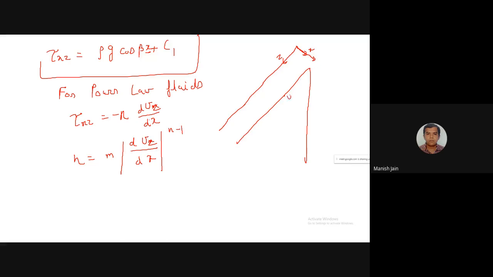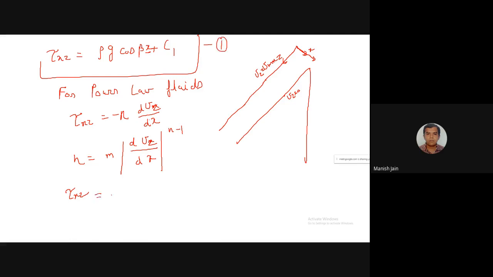Velocity is 0 at this point. Vz equal to 0 at this point. Vz equal to maximum is this point, Vz equal to Vmax. So when you move in the positive direction of x, velocity is decreasing. That means dvz by dx is a negative quantity. And when this is a negative quantity, then you can write tau xz. This is equation number 1.